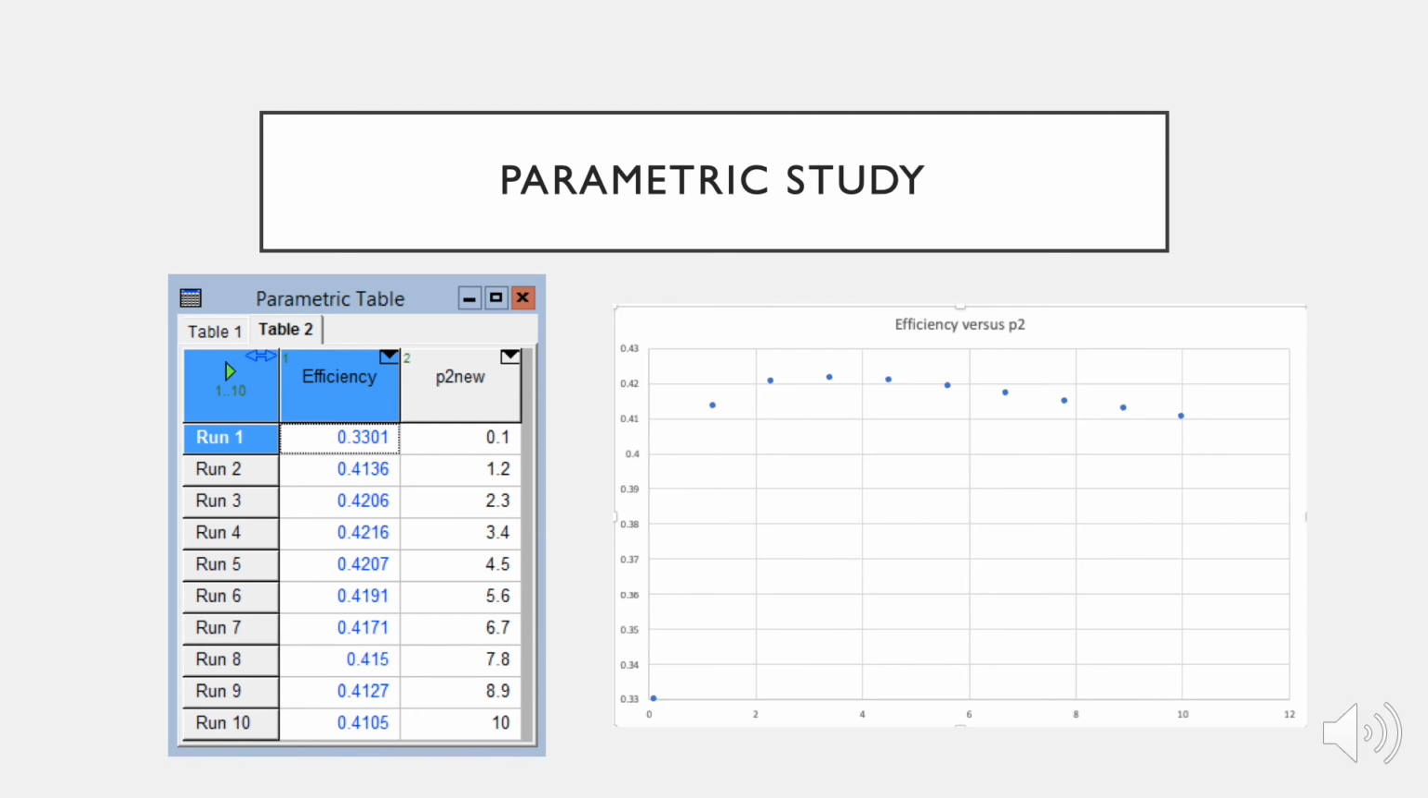However, we wanted to get a more accurate reading on what we thought would be the optimal P2 value. Therefore, we did a parametric study with P2, comparing that to the overall efficiency. As you can see from the parametric table and the graph, the optimal pressure for our middle isobar would be around 3.4 bar, which would yield an overall cycle efficiency of 42%. Now, 42% is over 3% greater than 39%, which was the goal we were looking for.